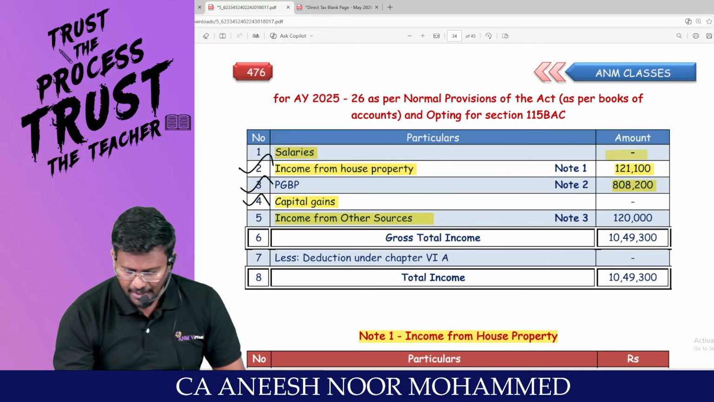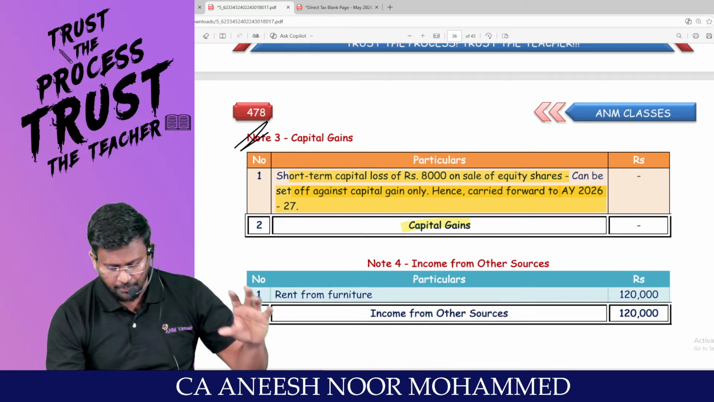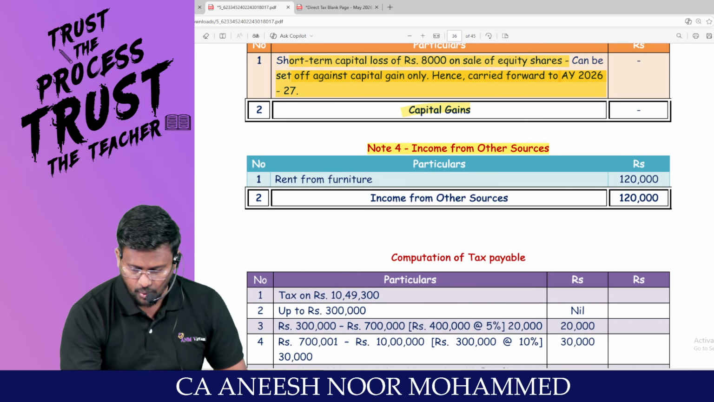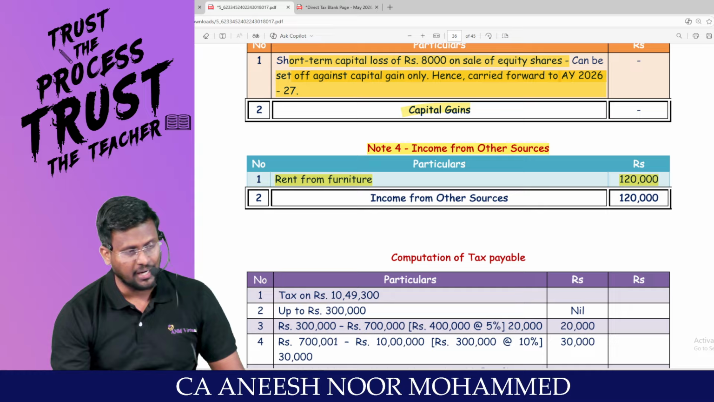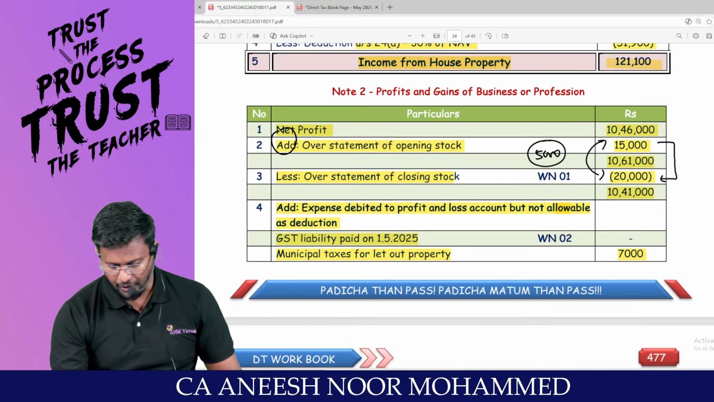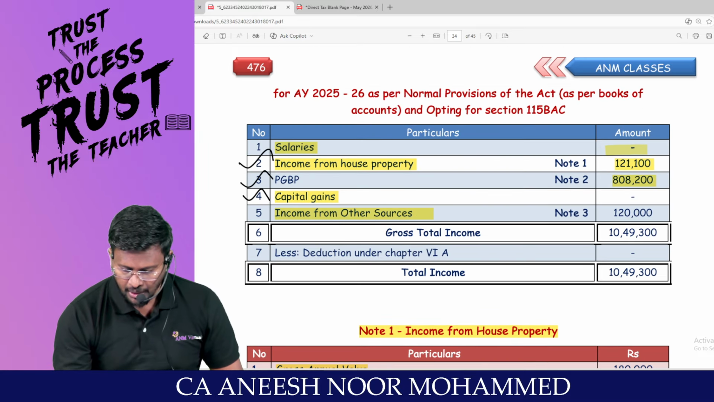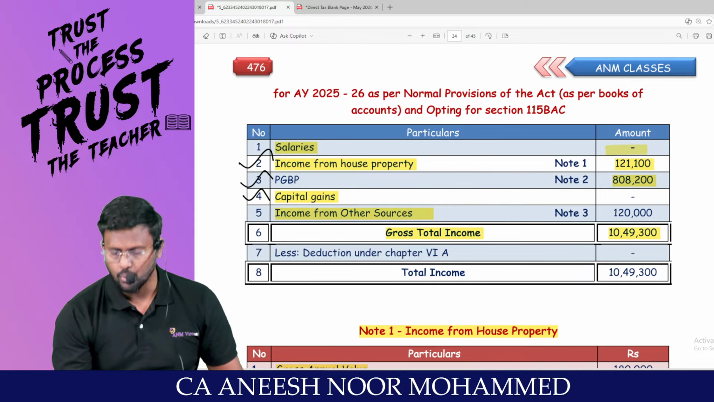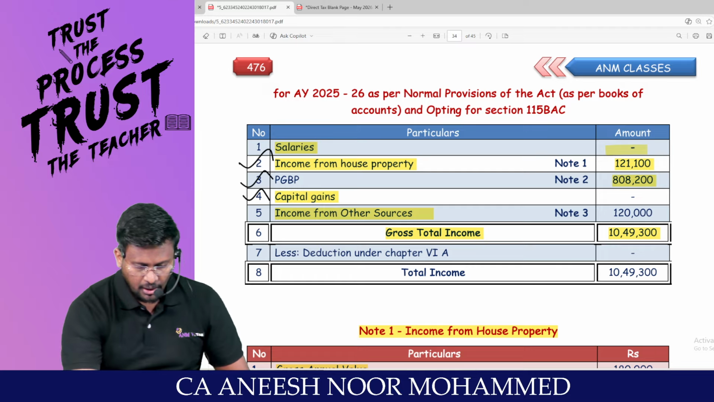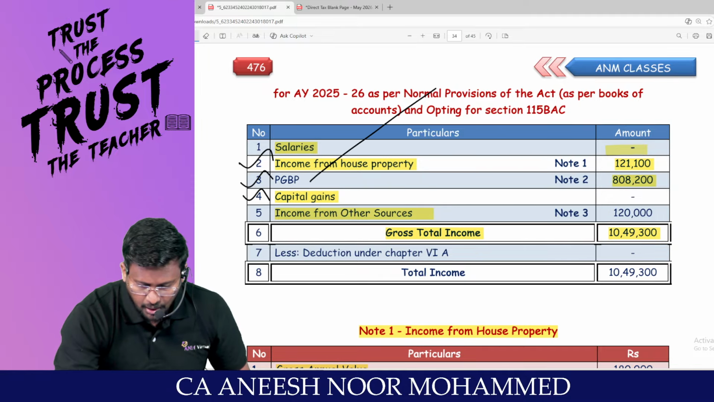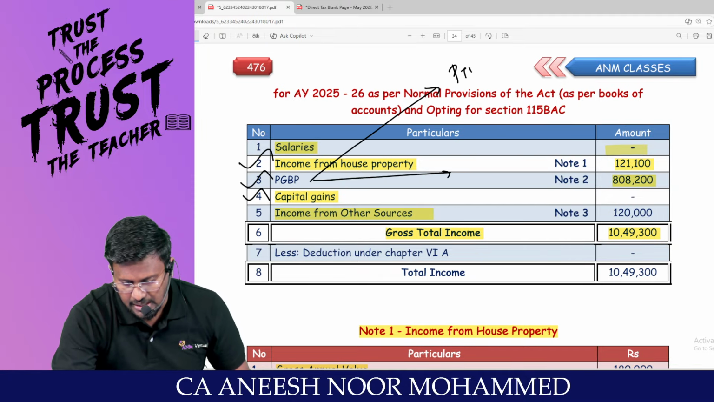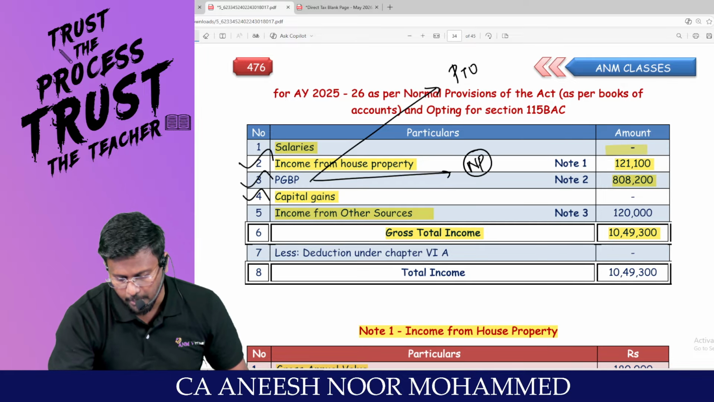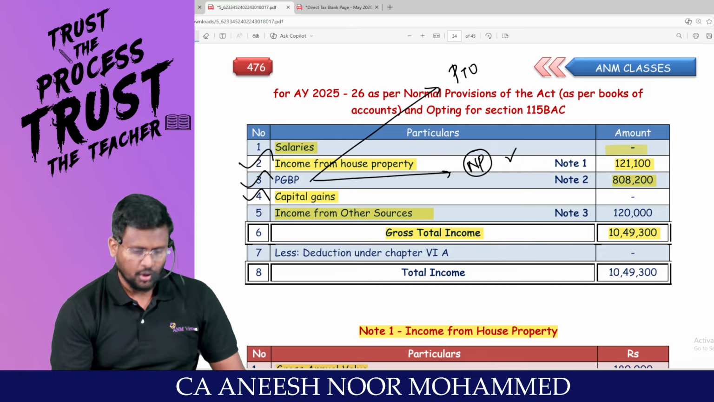Coming to IFOS, the last income, whatever you eliminated from the PGBP should be included in IFOS, which is nothing but rent from furniture, 1 lakh, and that's it. We have finalized the gross total income comes to 10,49,300. Sir, for this PGBP, two options, either presumptive taxation option or normal provision. We travel through the normal provision.